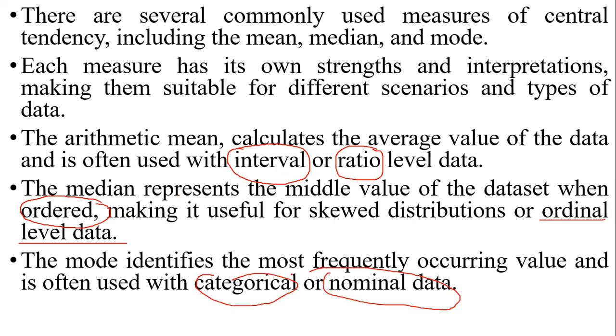So you see, when you choose a type of central tendency that you are going to use in the analysis of your data, you must also be aware that the level at which you are measuring your data becomes very important. For example, for the mean, your level of measurement should be at the interval or ratio level. When you are going for the median, you should know that the level at which you are measuring your data is the ordinal level. And finally, the mode uses data that is categorical or nominal in nature.